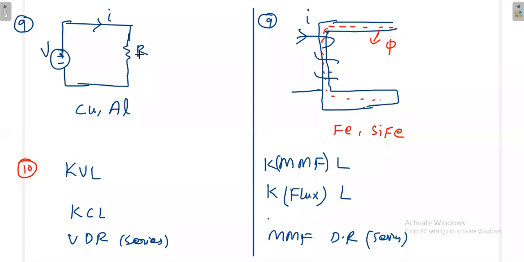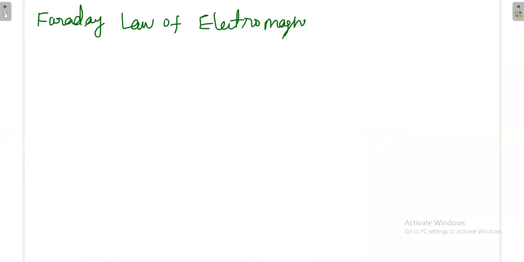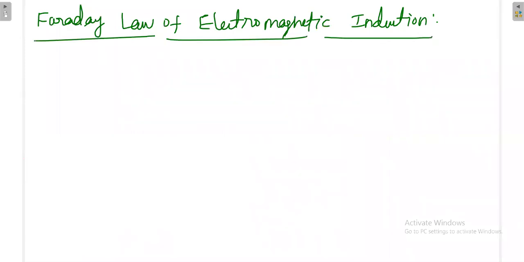Okay, so next, Faraday's law of electromagnetic induction. Already we have seen this Faraday's law in EMF itself. Anyway, once again, we will revise that. So what is Faraday's law? You know, whenever there is a change in flux, a time varying flux, then there will be EMF.